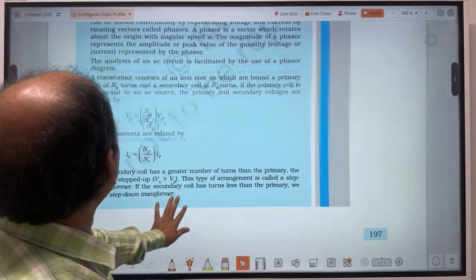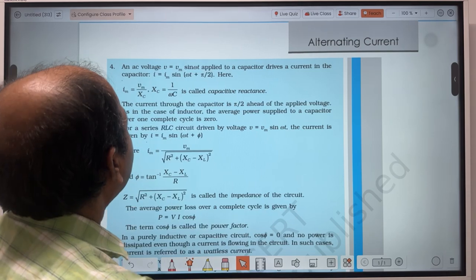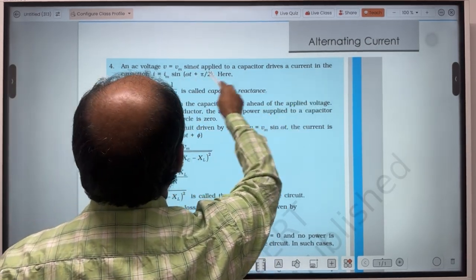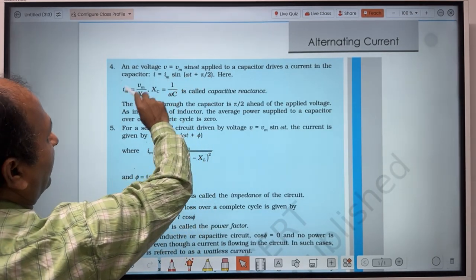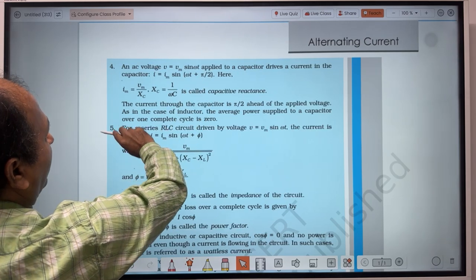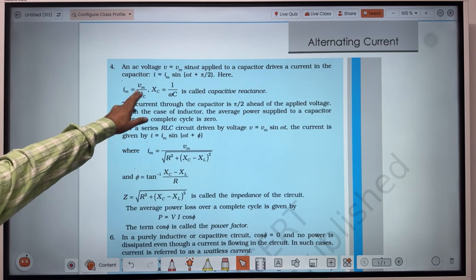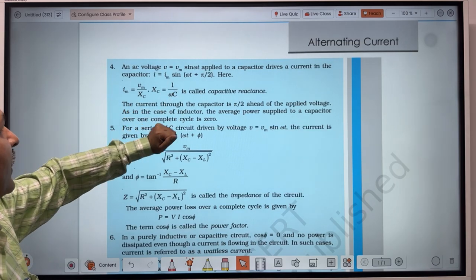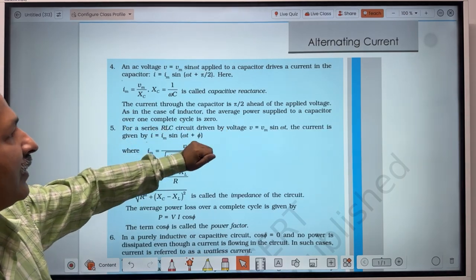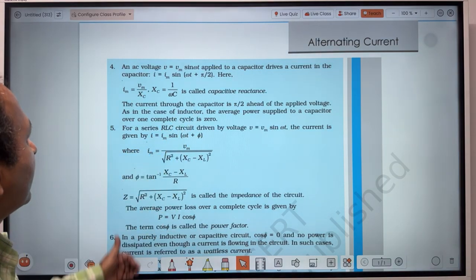Then comes the next point, an AC voltage V equal to Vm sin omega t applied to a capacitor drives a current in the capacitor I equal to Im sin omega t plus pi by 2. Here what does this pi by 2 indicate? It indicates that current leads voltage by pi by 2, and maximum current can be written as Vm upon Xc. Xc is capacitive reactance, which is given by 1 upon omega C. The current through the capacitor is pi by 2 ahead of the applied voltage. As in the case of an inductor, the average power supplied to a capacitor over one complete cycle is 0.